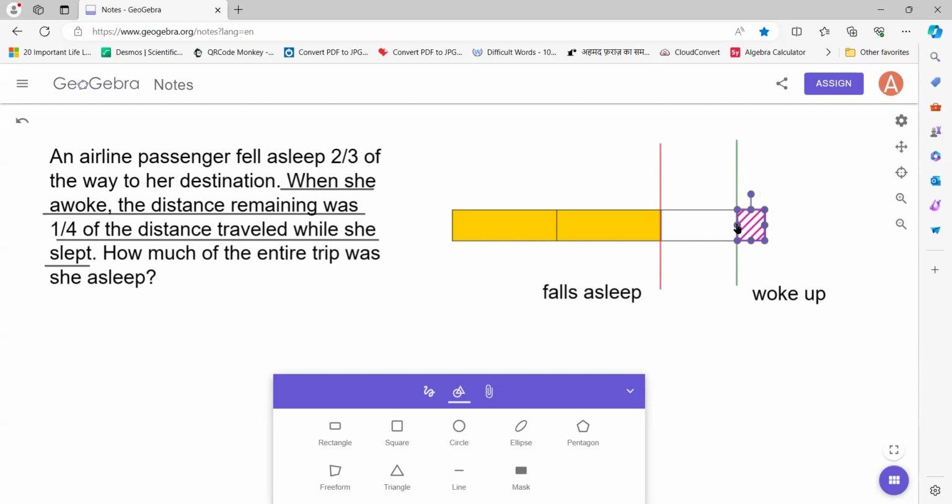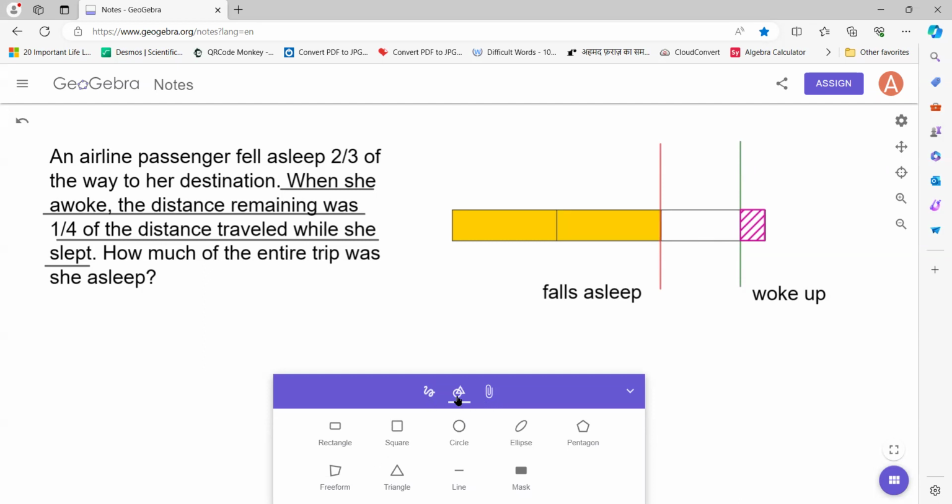And my picture may not be accurate. It really doesn't matter. It's a conceptual thing. A good picture helps us a lot. So according to the underlying part of the question, I can conclude pink part is 1 unit and the white part must be 4 units. That's the only way the pink part could be 1/4 of the white part.